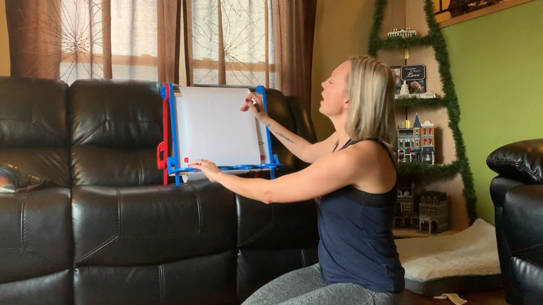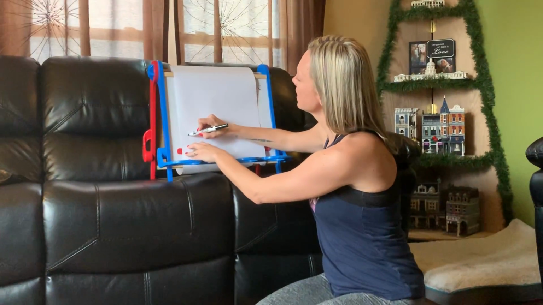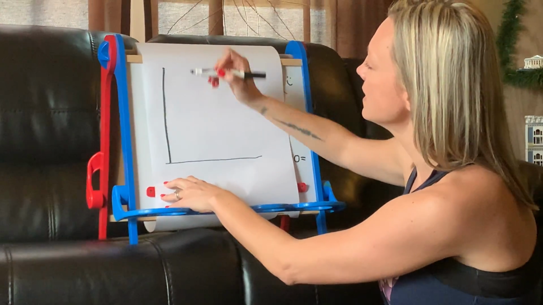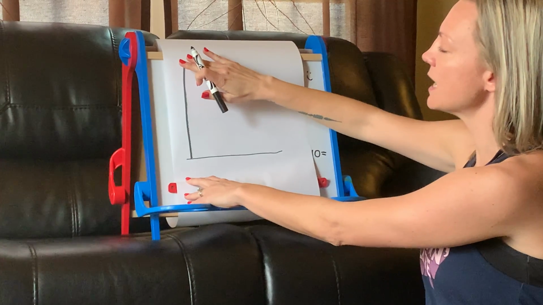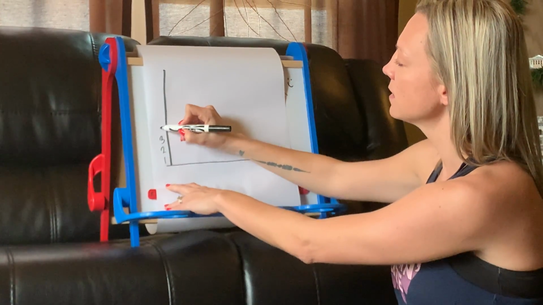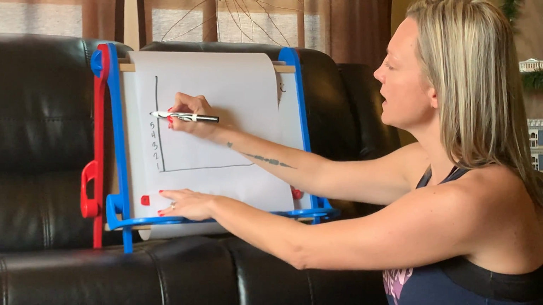the bars. So I'm going to create a line down here, a line along the side, and I'm going to number 1 to 10. Starting with 1 at the bottom and then doing my increments all the way up until I get to 10.